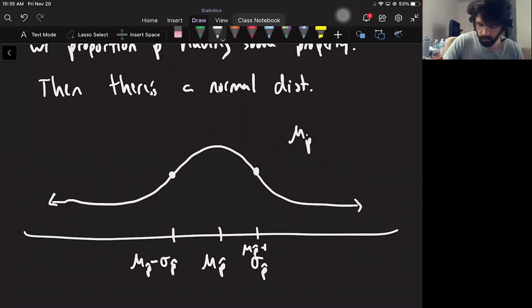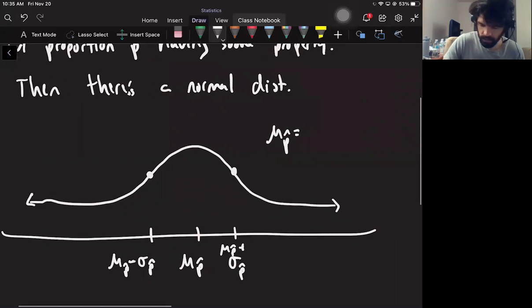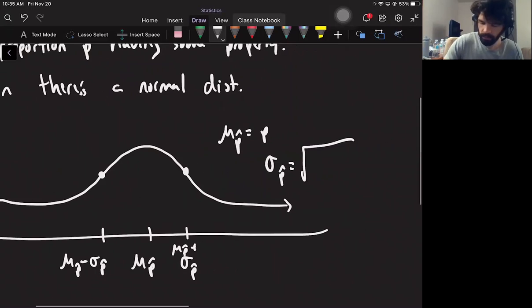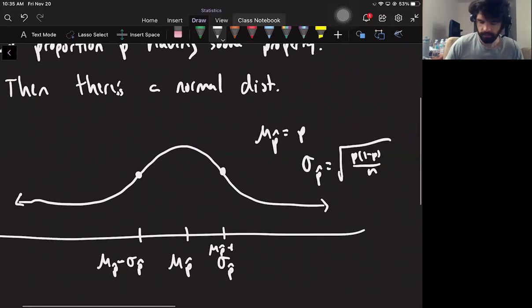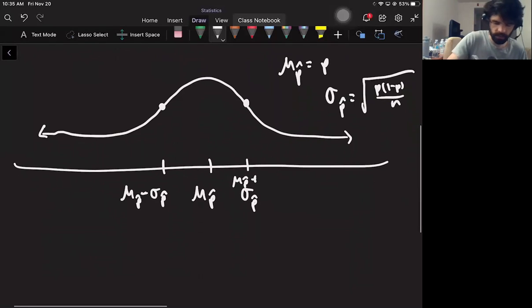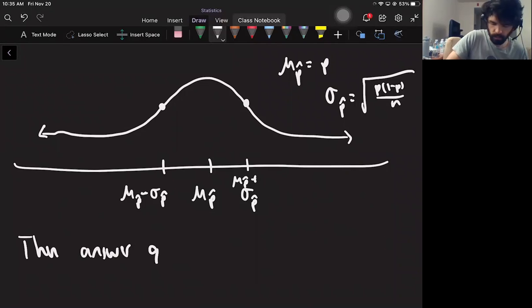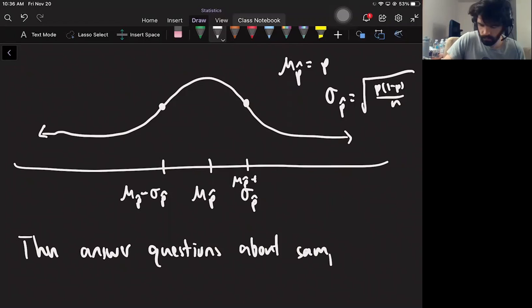And this mean is secretly just the proportion that you're given at the start, and the standard deviation is a little bit more complicated than that. You have to do the proportion times 1 minus the proportion and divide that by n, and then square root that. So then, using this distribution, you answer questions about samples. So that was the big idea last time.